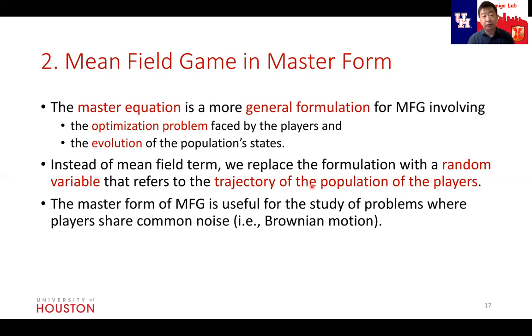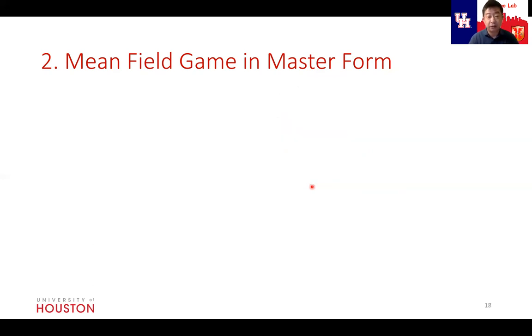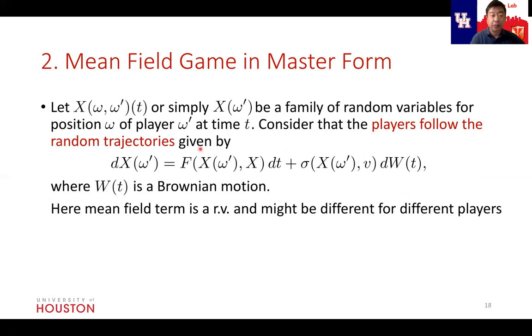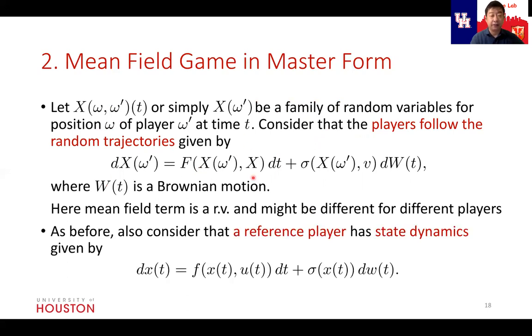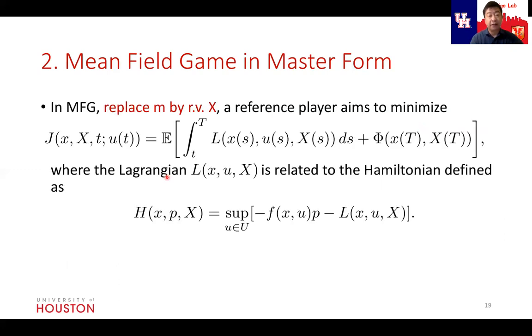And the master form of mean field is useful to study problems where the players share a common domain. And here you can see that, okay, this is a state, and this x basically follows a distribution, and the considered player follows a random trajectory, and this is basically an ODE for this one. And previously we had the reference player, but now we have this distribution. And again, okay, here, this mean field. Now we replace this x with a random variable, so the objective function is changing in this form.